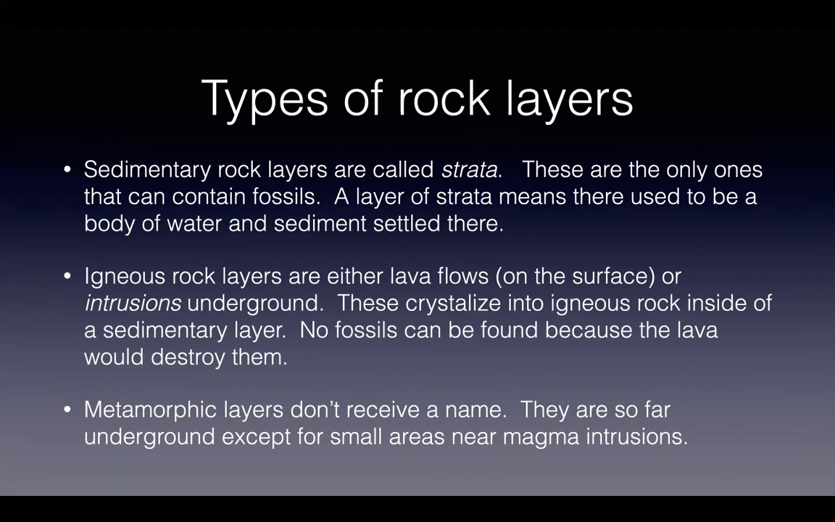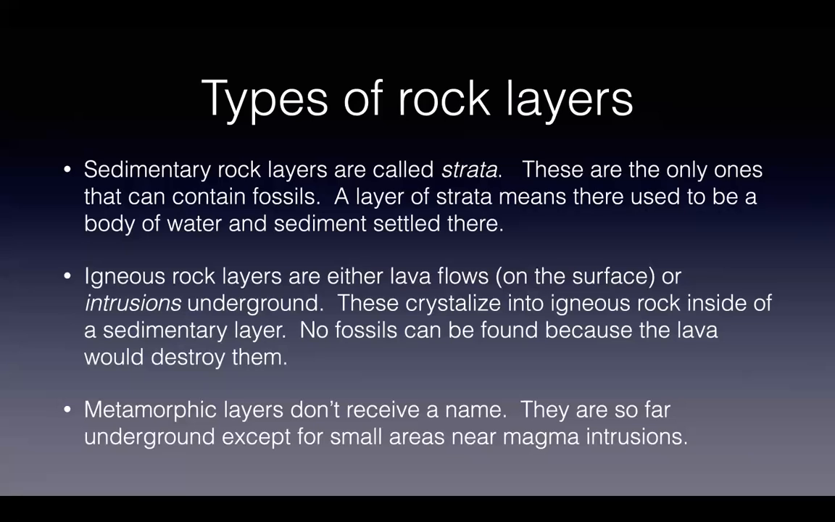So when you find a layer of strata, that means there was water there at some point because sediment settled to the bottom, and I'll show you that on the next slide. Now, igneous rock layers can either be from lava flows on the surface, and that's pretty obvious, so we're not going to spend time on that, but they can be as part of intrusions underground. If you think of the word intrusion, think of the word inside, or you could think of intruder. If you've heard that word before, you can kind of see where we're going with that. But this is where igneous rock basically forces its way into a sedimentary layer and then crystallizes or cools.